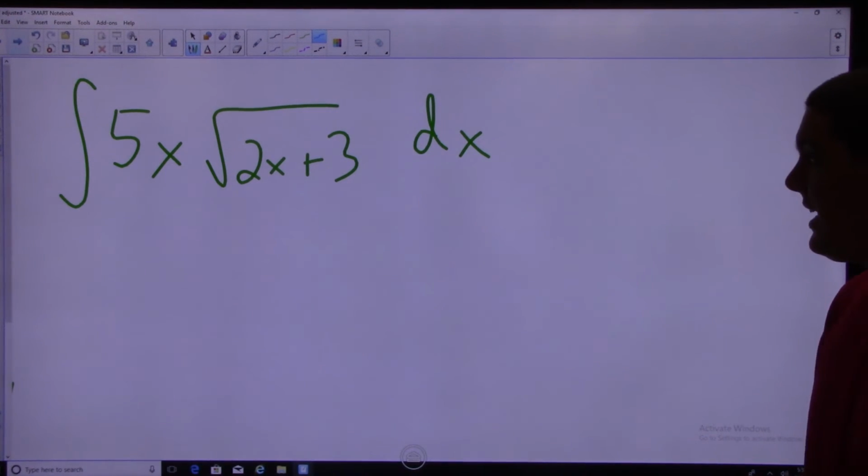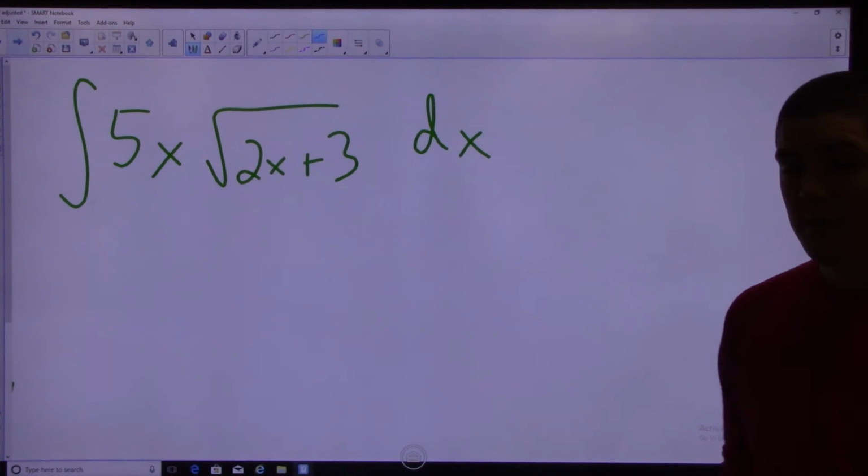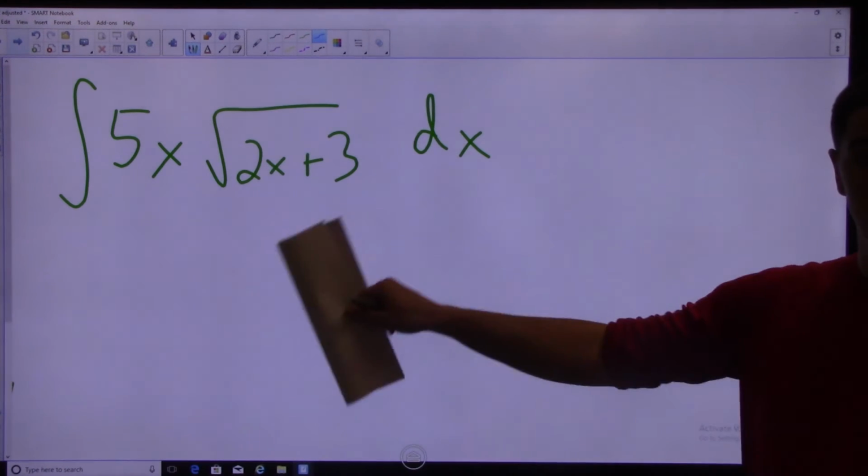This one, if you let u equal something, the derivative is not going to be similar. It doesn't matter what you let u equal to, the derivative is not going to be similar to another expression.